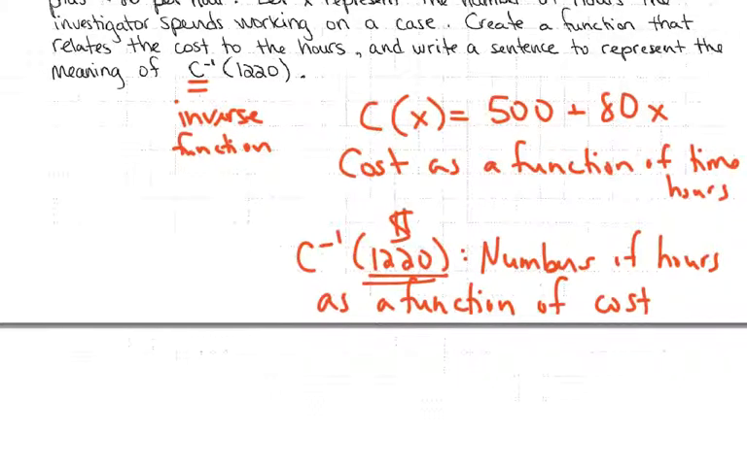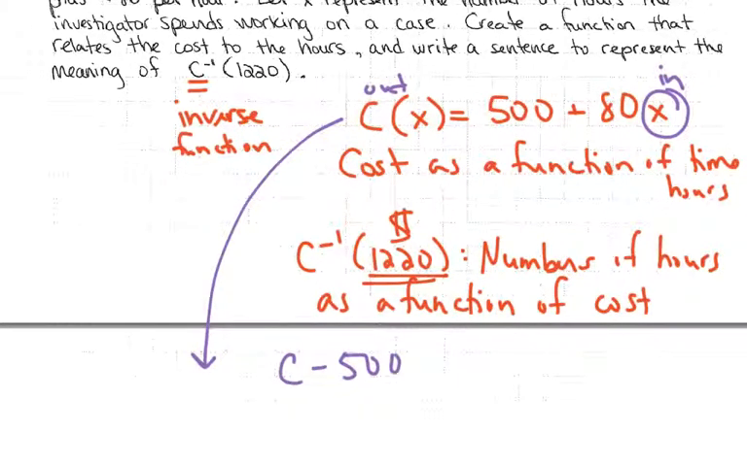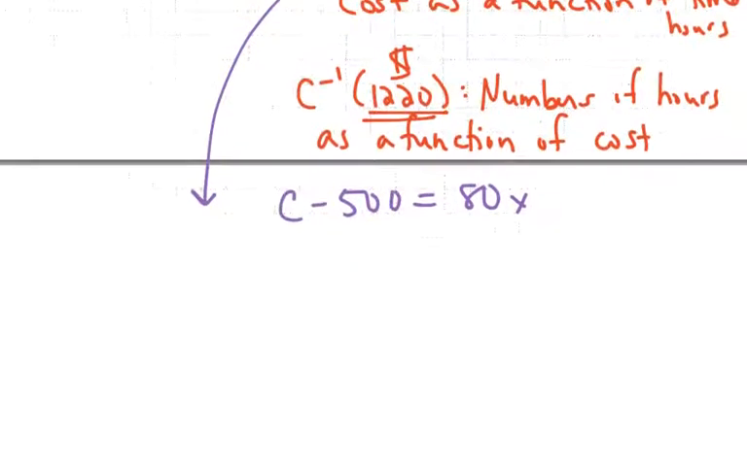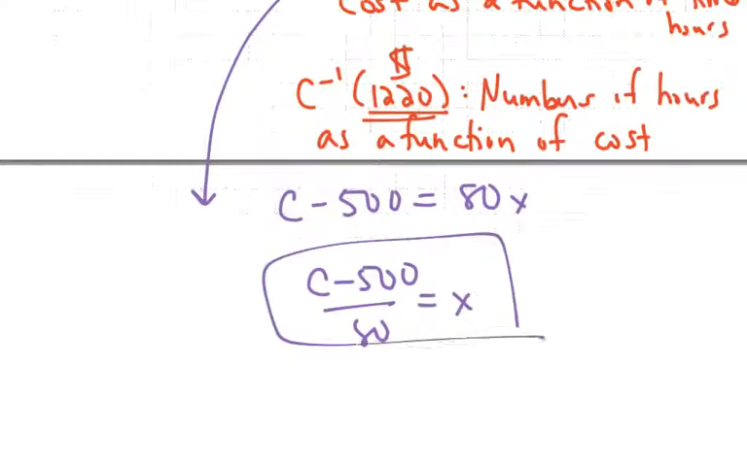Now, they didn't ask you to do that, but the way this works is in order to find the equation of the inverse, you solve the equation for the input. Remember, this is the input, this is the output. So you would subtract 500, and then you would divide by 80. And even though this is x equals, this is the equation of the inverse. It's just that that notation does not show up in the actual equation. So now what that says is you would plug in 1,220 into this equation. It would become the input, and that's the cost, and you would be finding the number of hours.